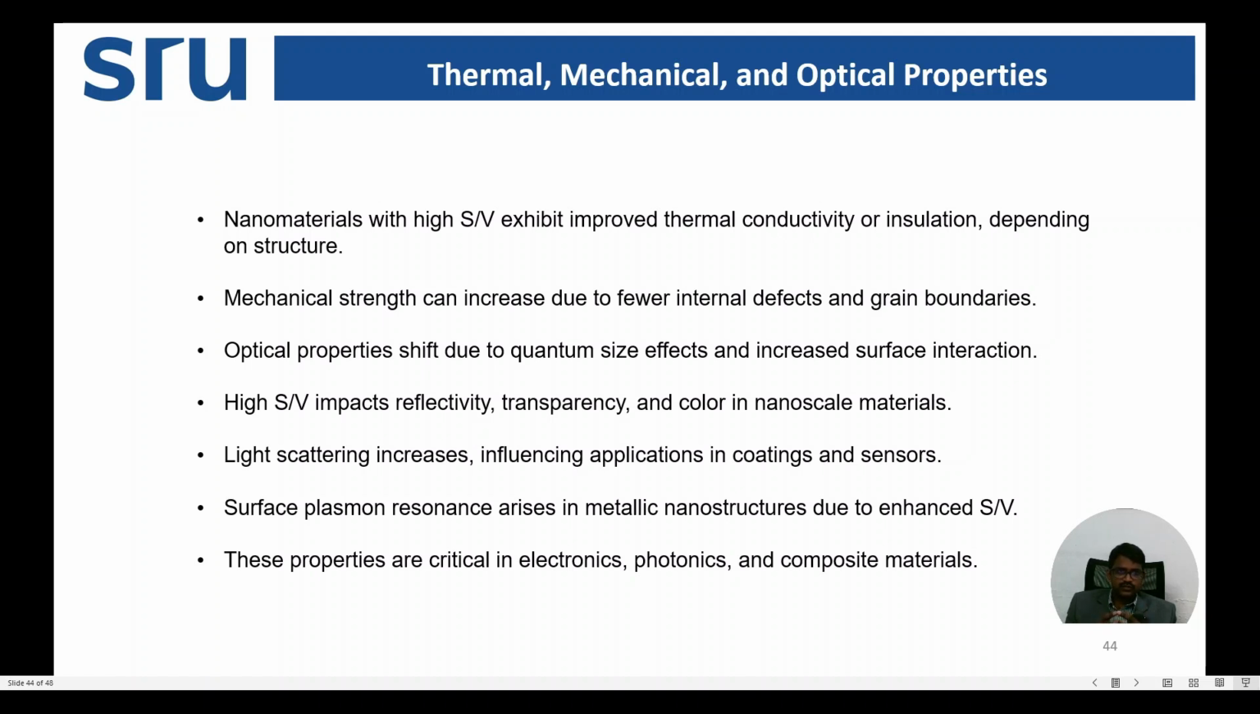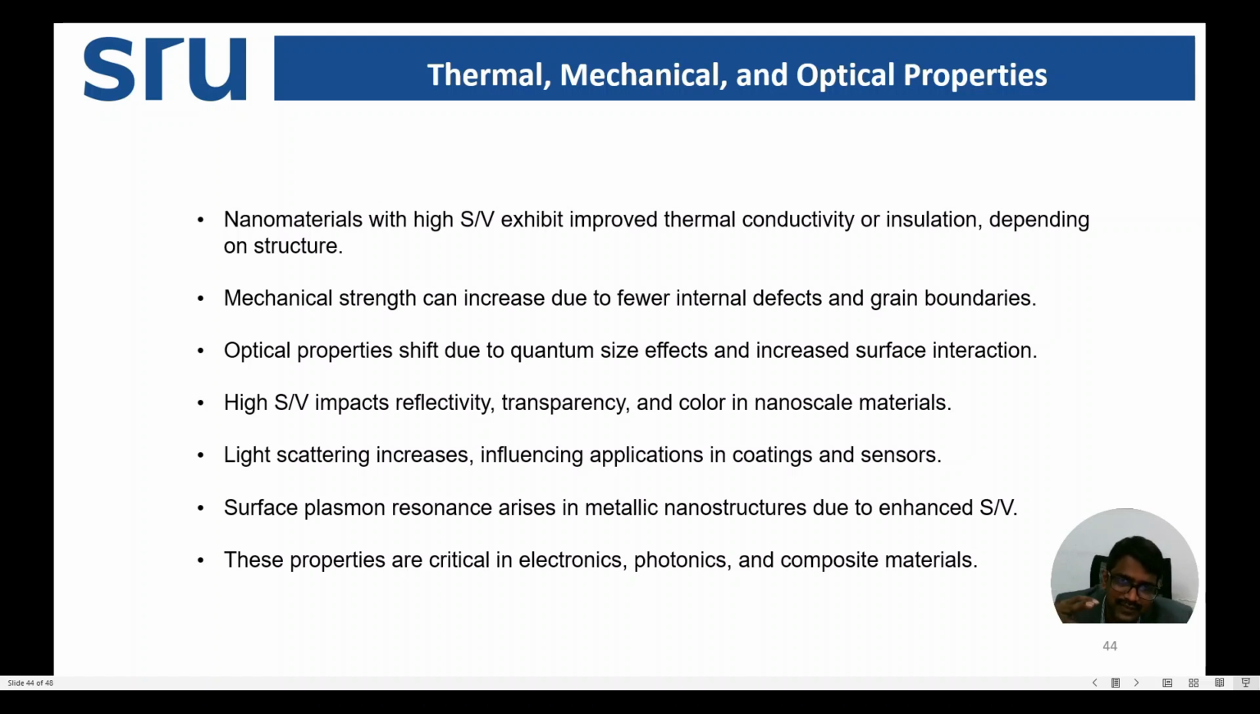And also optical properties. Optical properties shift due to quantum size effects and increased surface interaction. We already discussed it, right? So we can tune the band gap, we can alter the band gap, we can increase or decrease the band gap by changing the size of nanoparticles. In this way, we can change optical properties.